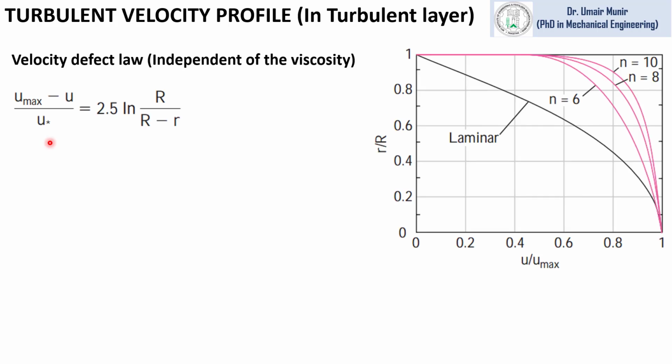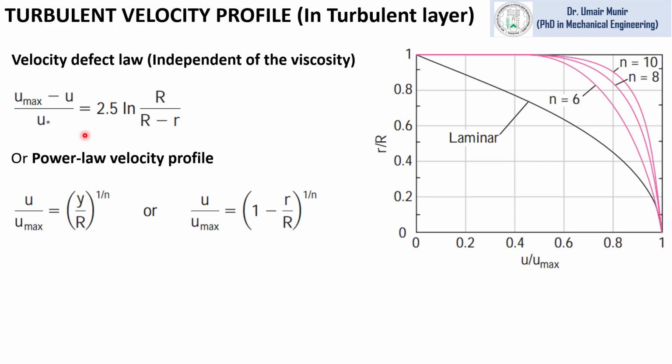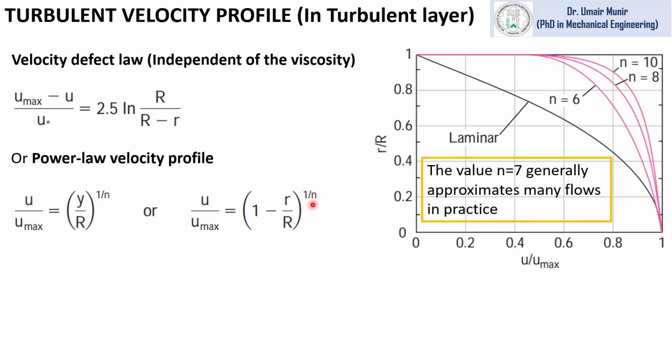The velocity profile in the turbulent layer can be defined by the velocity defect law. This relation is independent of viscosity, as we have discussed earlier that in the turbulent layer, the turbulent effects are dominant over the viscous effects. The velocity profile in the turbulent layer can also be defined by the power law velocity profile. In this expression, the value of n is equal to 7 for most of the practical flows. This value of n increases with increasing Reynolds number.